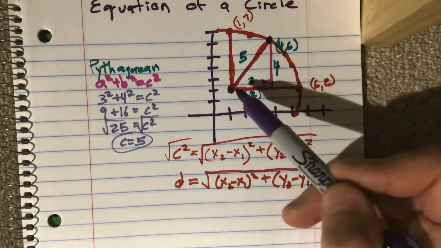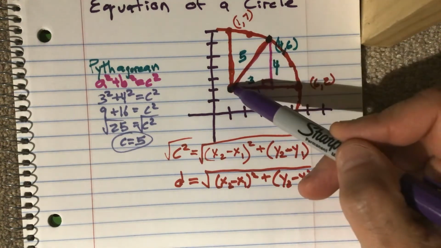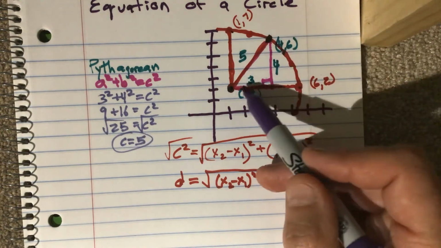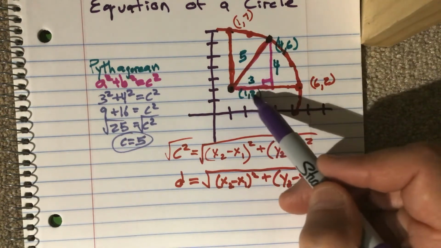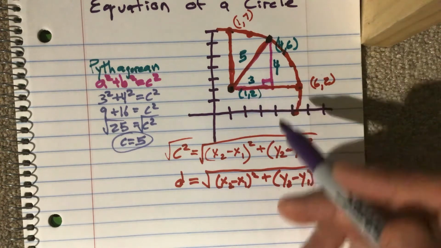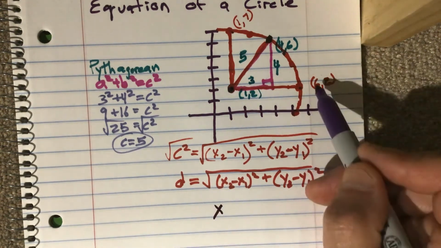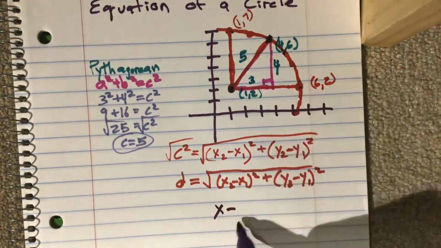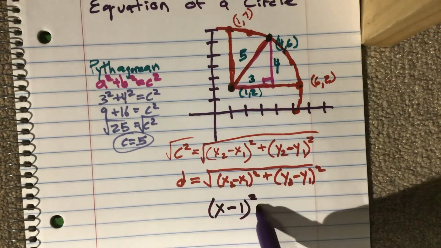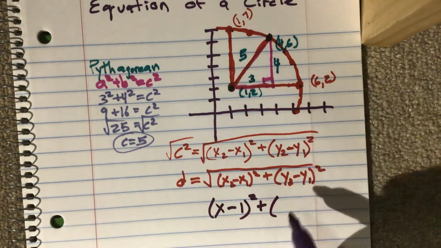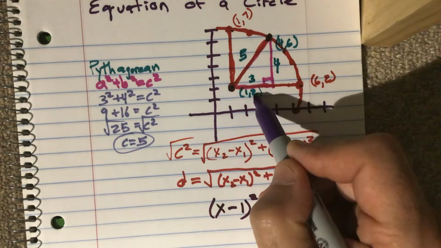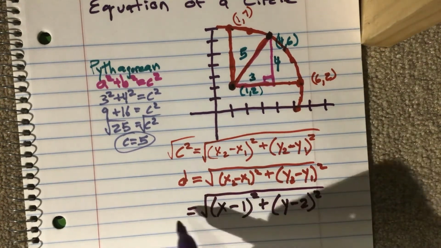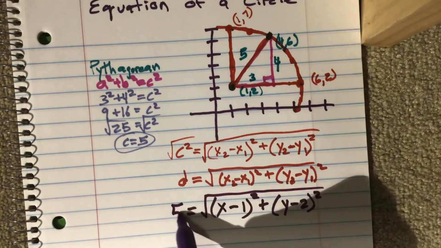So the distance from here to here is the same as the distance from here to here, and it's the same as the distance from here to here. So what stays the same is this point (1, 2), it's constant, right? So it's always some x value, whether it's 6 or 4 or 1, minus this x value, squared, plus some y value minus this y value, squared. And when I take the square root of that, I get the distance, which in this case is 5.